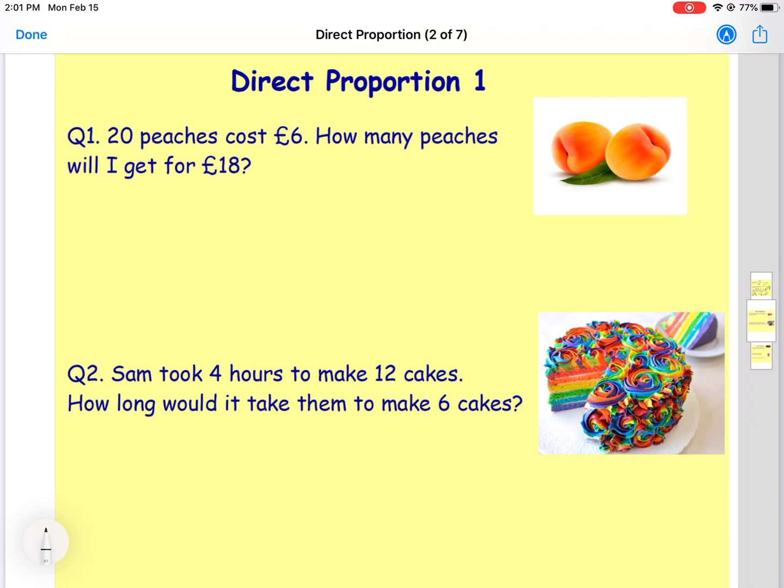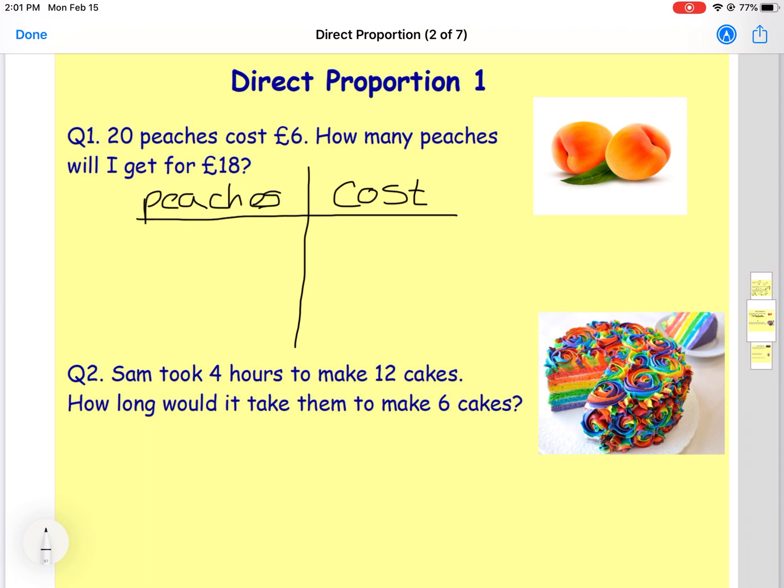So question 1, we've got peaches and cost. Okay, so the question's all about peaches and how much they cost. Therefore, our flowchart is going to have the headings peaches and cost. Now, you could put pounds in your cost column. That would be absolutely fine as well. So we're told that we have 20 peaches at a cost of 6. So we're taking the information from the question that tells us an exact value for a quantity, so £6 for 20 peaches. So how many peaches will we get for £18?